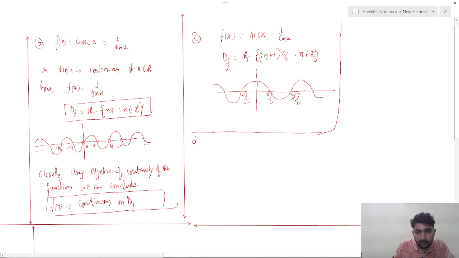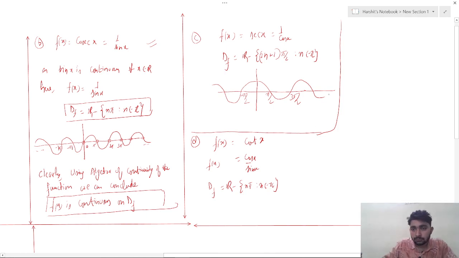Okay. D part is function f(x) you have, cot(x) you have. So what is the meaning of cot(x)? It is cos x upon sin x. Again it is same as that our B part. Same as that B part. Why so? Again the domain of this function is complete R minus n pi, where n belongs to Z we have.